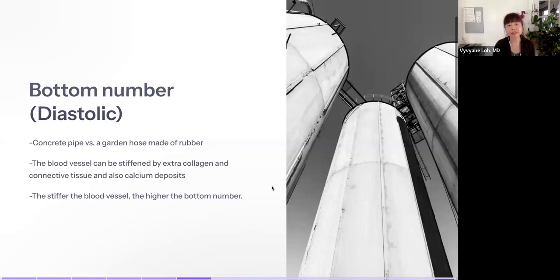Now, if you have a blood vessel that is stiffened due to the deposit of extra collagen and connective tissue, and also calcium deposits, you're going to make the heart work a lot harder, because the stiffer the blood vessel, the higher that diastolic bottom number.